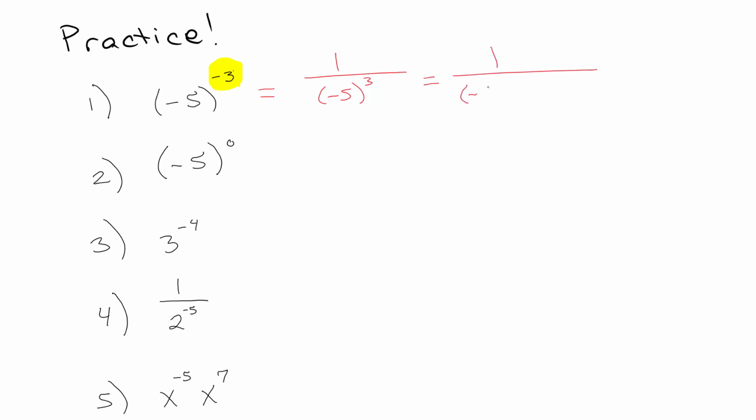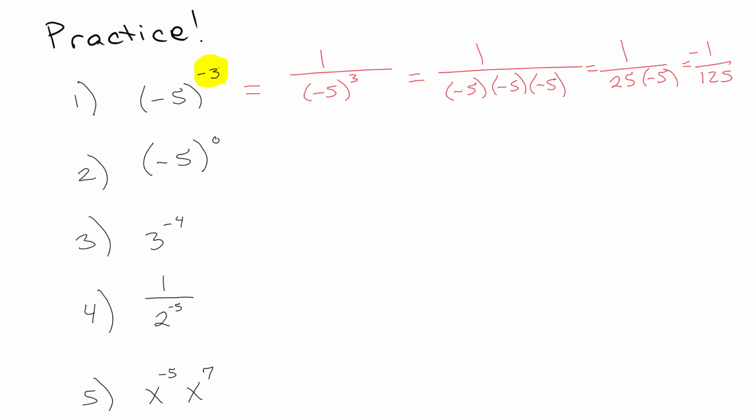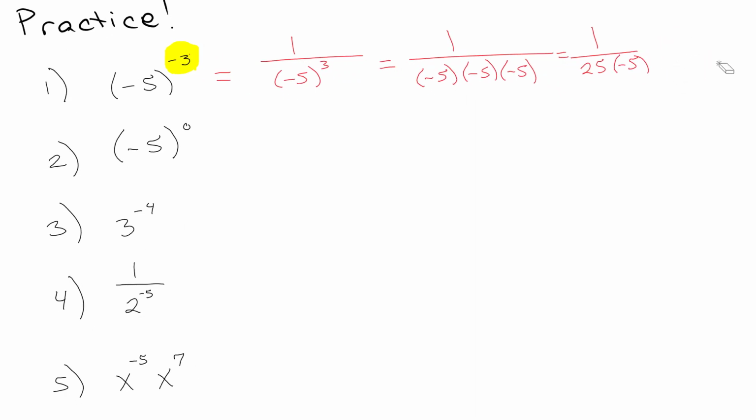So that's 1 over negative 5 times negative 5 times negative 5. So that's going to be negative 5 times negative 5 is positive 25 times negative 5. And if you're super good at math, hopefully you'll know that that's negative 1 over 125. So 25 times negative 5 is negative 1 over 125, like that. So if you got that, good job, because we kind of start off with a little kick in the teeth. Like, you're feeling confident? Let's see what we can do about that.